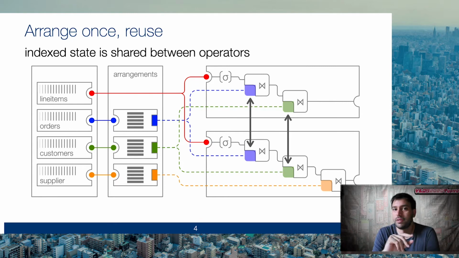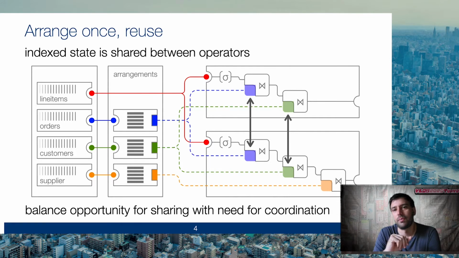But now, of course, you need to worry about the concurrent access to these indices by multiple operators. The challenge then becomes balancing this opportunity for sharing with the fact that we will need to control access to these indices through additional coordination.